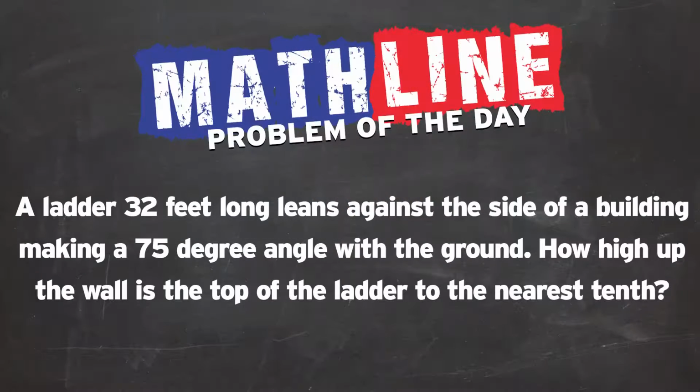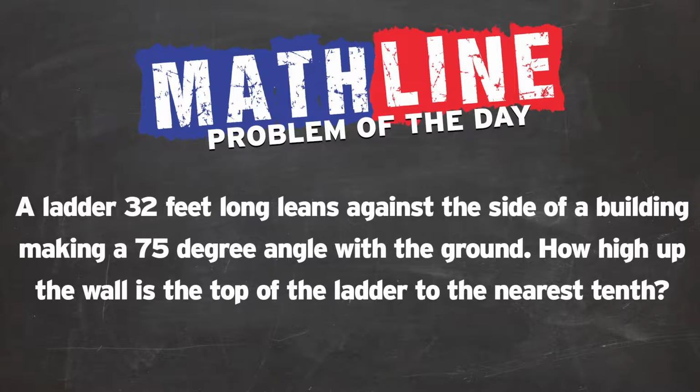So let's start off today with the problem of the day. Our problem of the day says that a ladder 72 feet long leans against the side of a building, making a 75-degree angle with the ground. How high on the wall is the ladder to the nearest tenth?